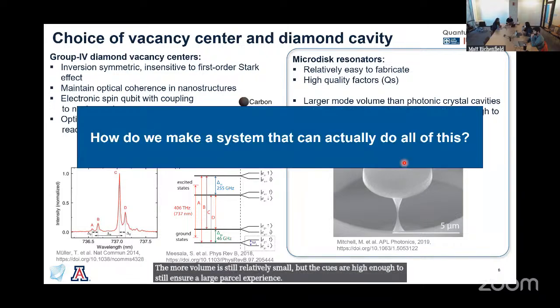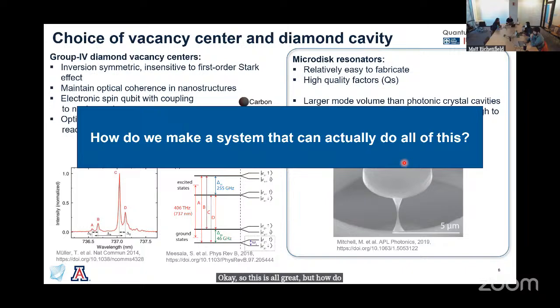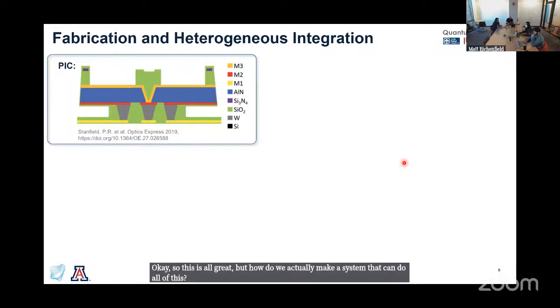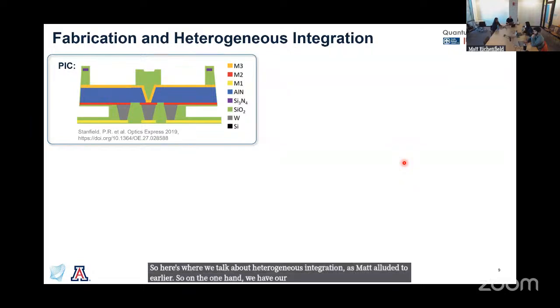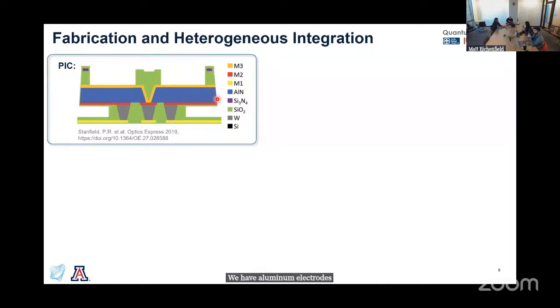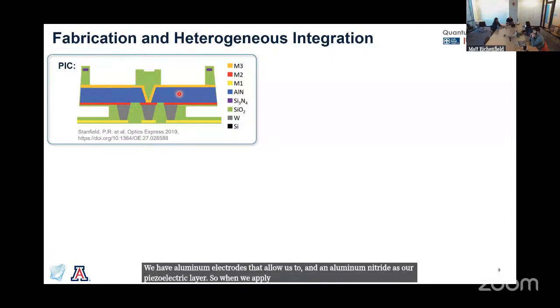Okay, so this is all great, but how do we actually make a system that can do all of this? Here's where we're talking about heterogeneous integration, as Matt alluded to earlier. On the one hand, we have our photonic integrated circuit that's fabricated in this platform. We use a silicon nitride waveguide core with a silicon dioxide cladding. We have aluminum electrodes and aluminum nitride as our piezoelectric layer. When we apply voltage to the aluminum nitride, that causes strain and other effects.